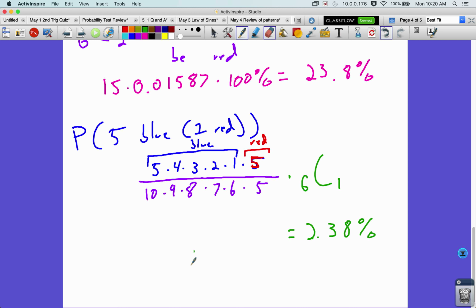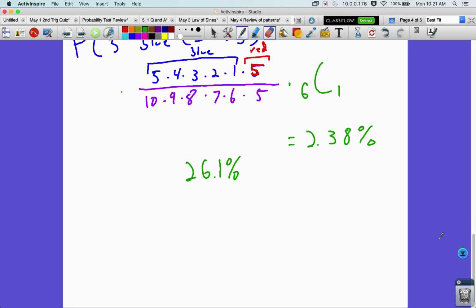Add these together and we'll get, I'm going to do it on my calculator, so plus 23.8. We get the 26.1% chance. So this is the chance that we fail, 26.1% chance that we fail. So we subtract that from 100%. So this is them together. And we get 100 minus second answer, 73.81.